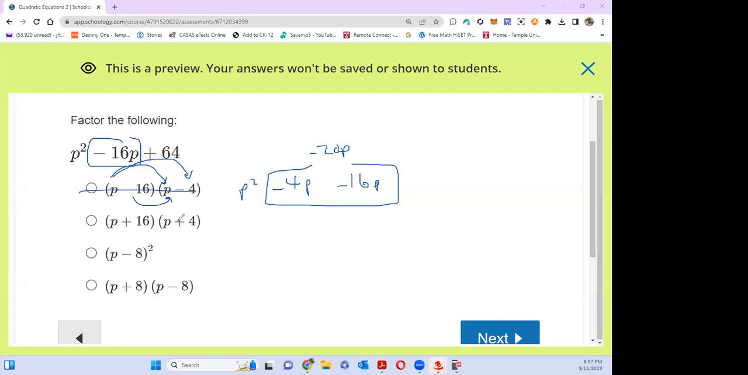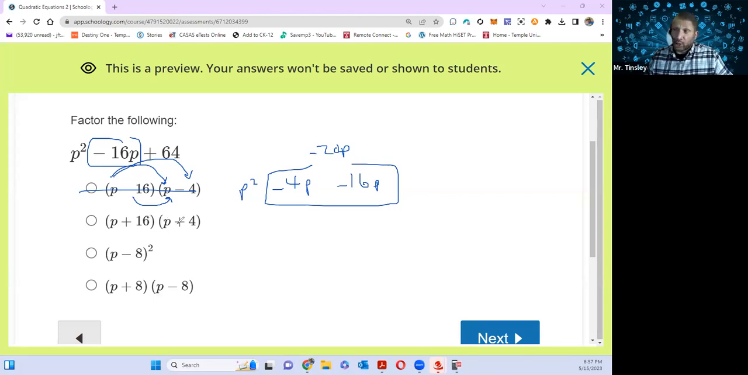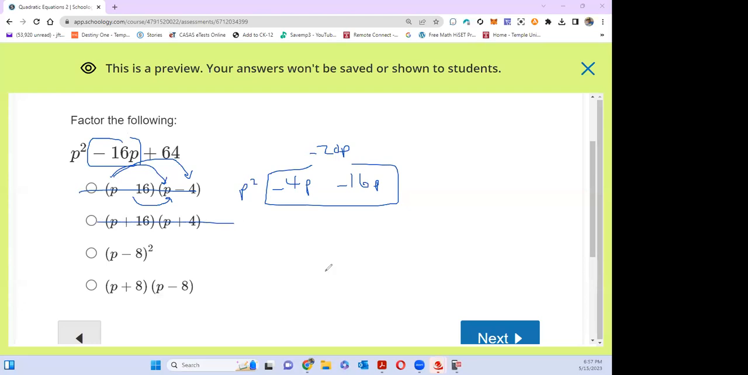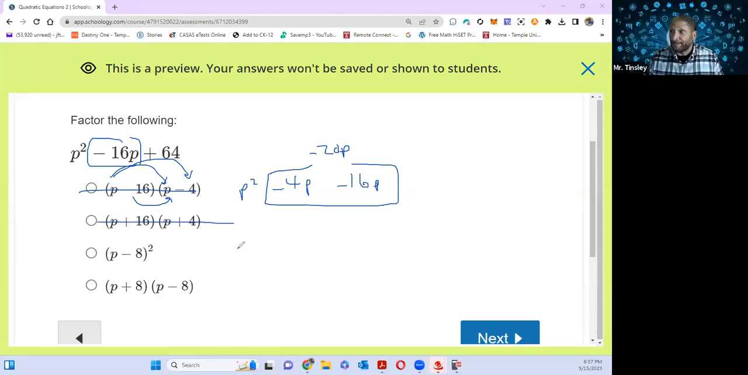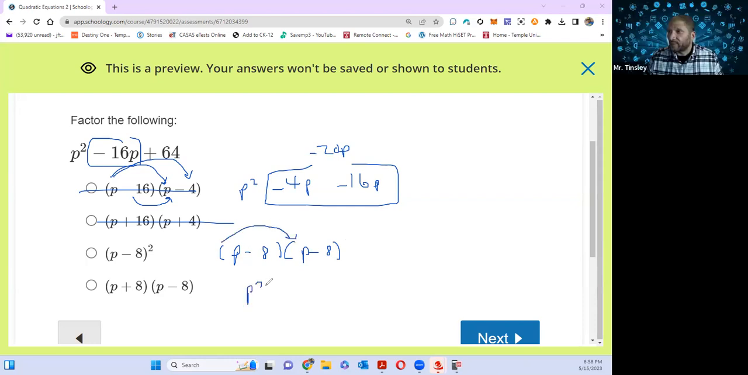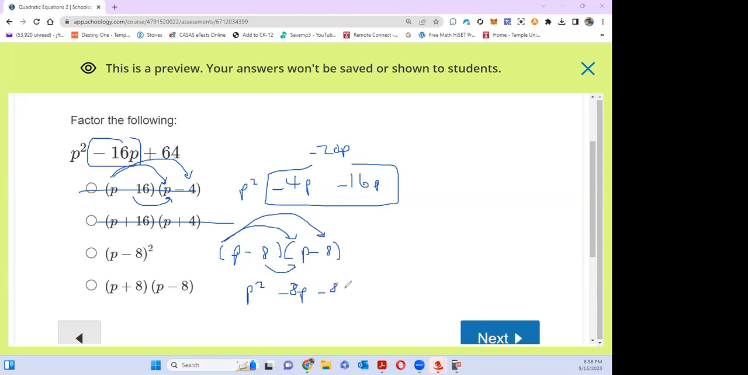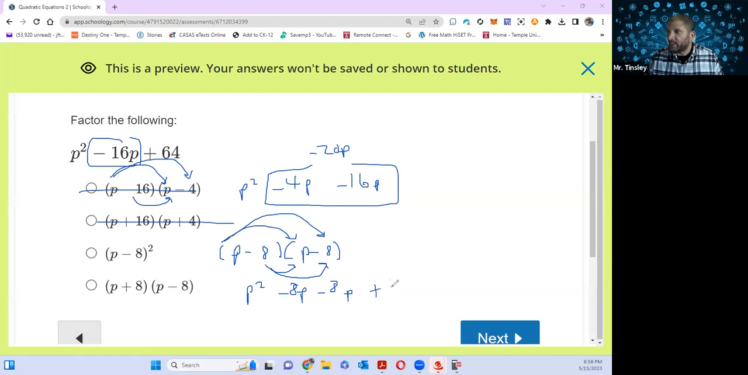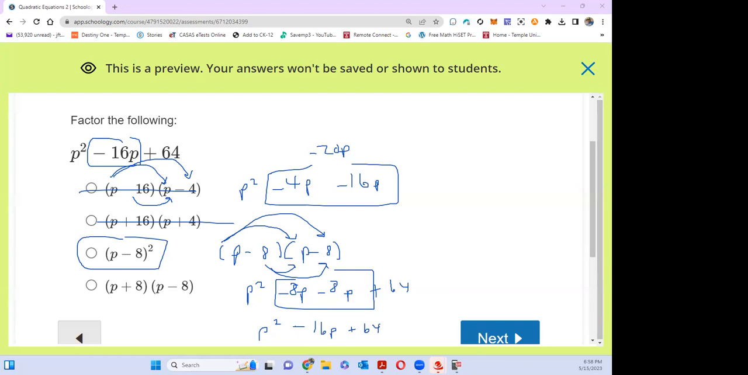So if I know it's A, the only difference between A and B is the signs. So I know 16 plus 4 is 20. So my middle term is going to be 20. Can't be that. I know P minus 8 squared is P minus 8 times P minus 8. So let's do it. P squared minus 8P minus 8P plus 64. Combine like terms, P squared minus 16P plus 64. That's what we want. My answer. Bam. That's it right there.